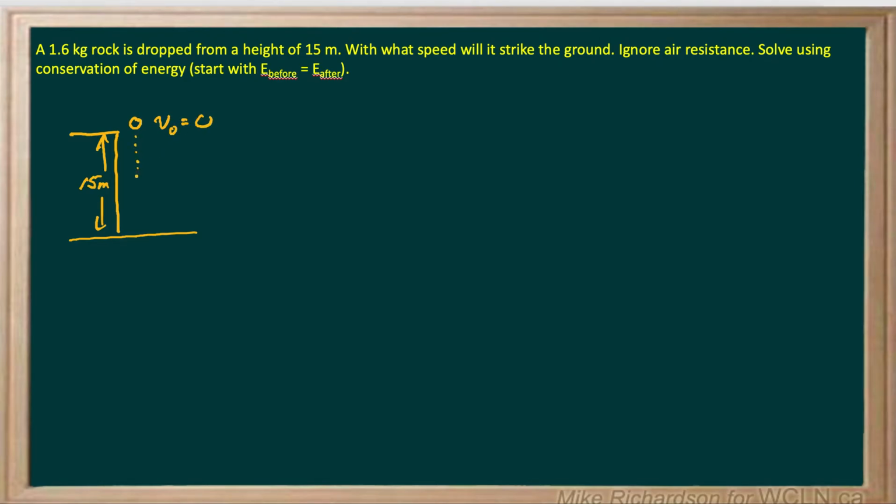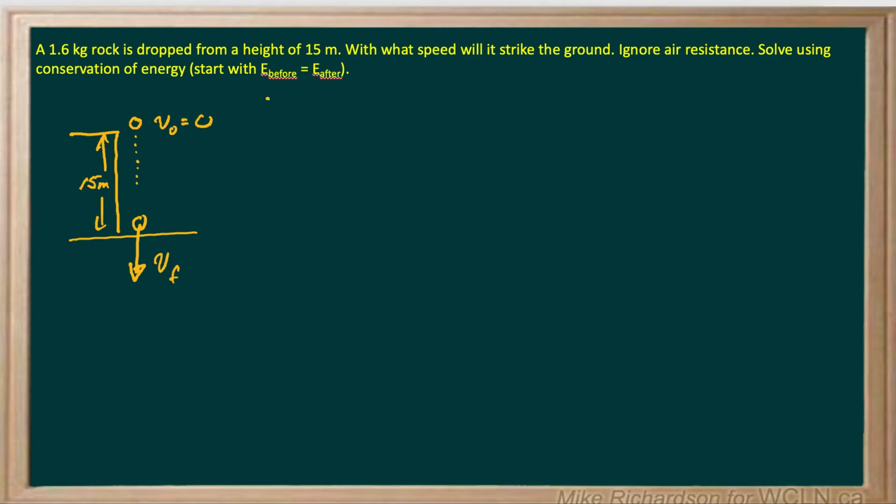And as it falls, obviously it starts to gain speed, gain velocity. And we want to know what the final speed is just before it hits. Now we know how to do this with kinematics, V initial is 0, etc. We know how to do all that. We're trying to do this with energy now.